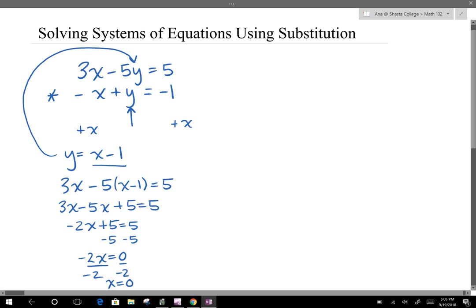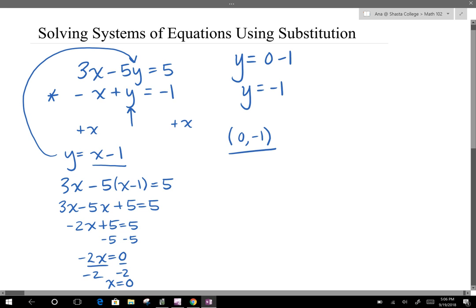Now that I have found x, I can go back into my equation where I solved for y, and I have y equals x minus 1. Finding x, I take 0 minus 1. 0 minus 1 is negative 1. And I have the solution to my system. The ordered pair 0, negative 1 is my solution.